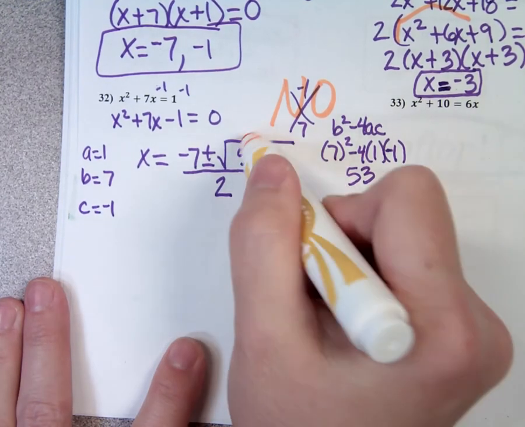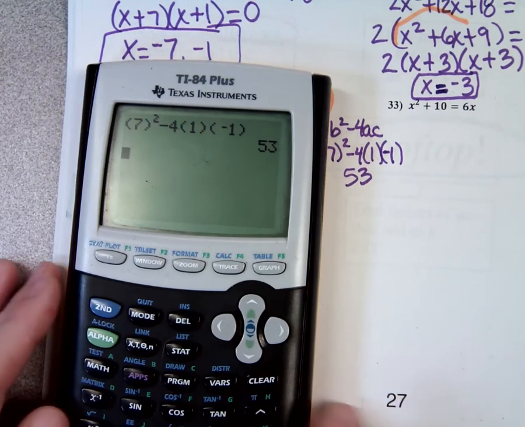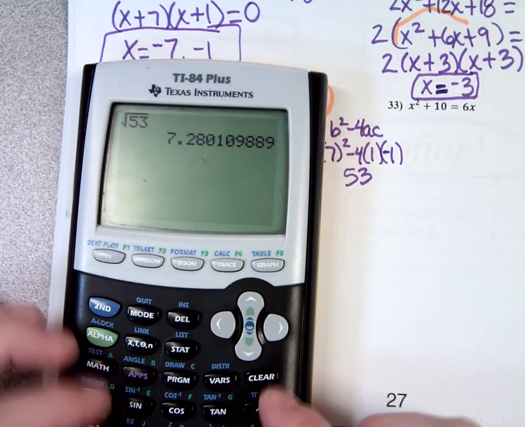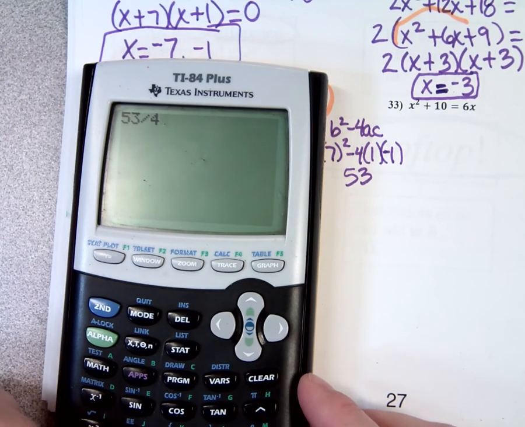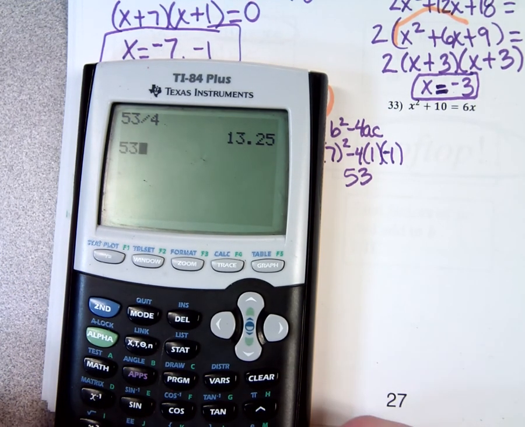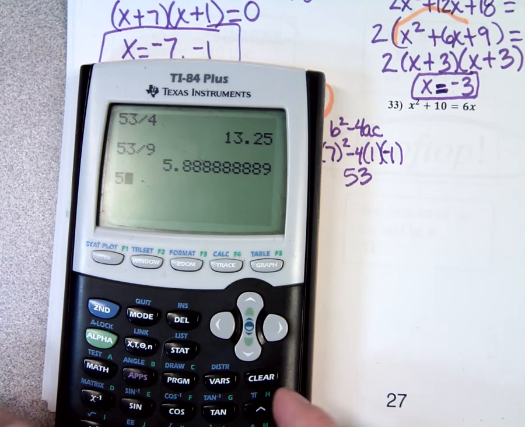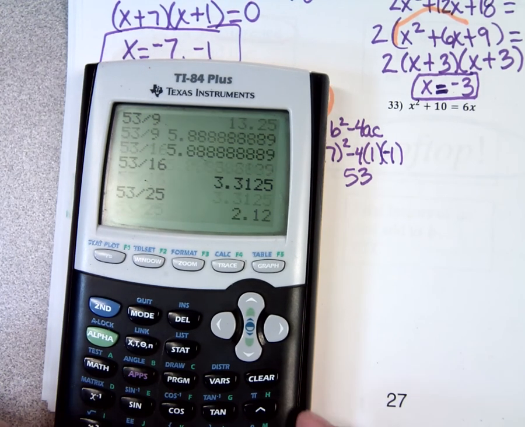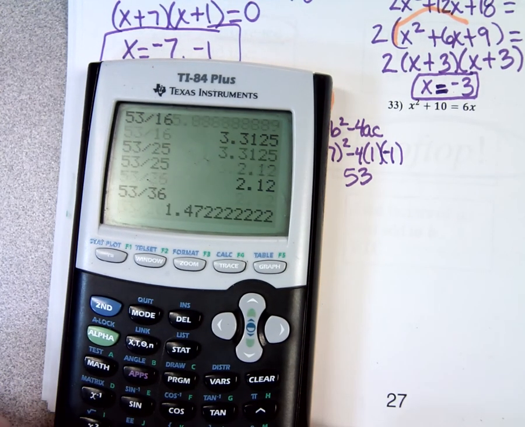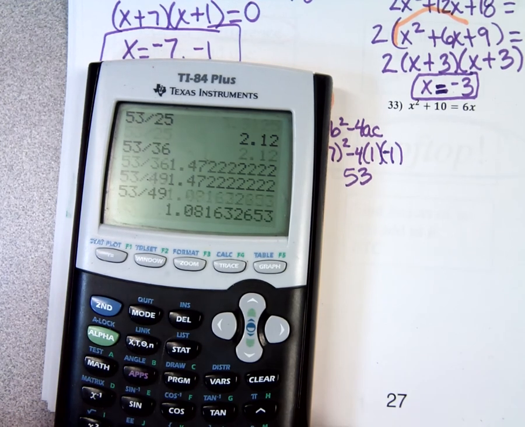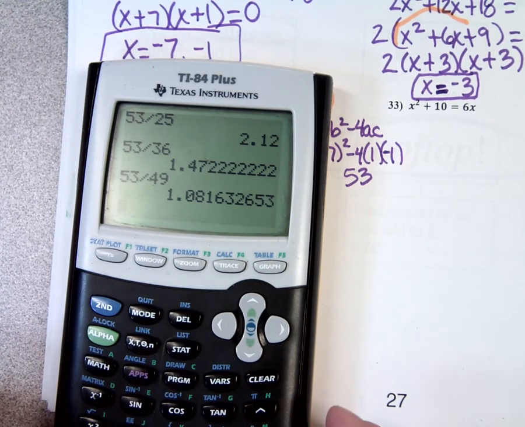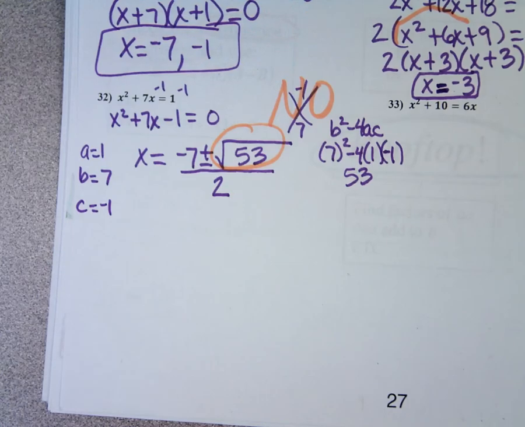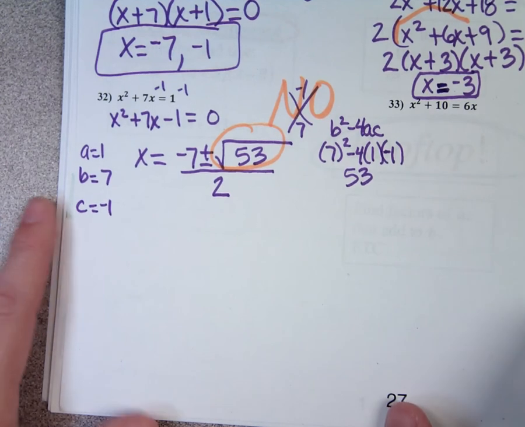The next thing I would try to do is break down my square root of 53. So I'm going to check to see if I can take the square root of 53 and get something pretty. I can't. Then I start looking to see if 53 can be divided by any of my perfect squares. 4 doesn't go. 9 doesn't go. 16 doesn't go. 25 doesn't go. 36 doesn't go. 49 doesn't go. Now the next number is going to be bigger than 53 itself, so there's no way that's going to happen. So 53 is prime. Nothing goes into it. There's no perfect square that goes into it.